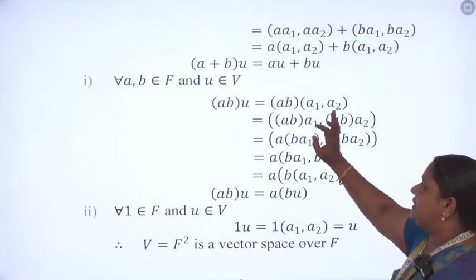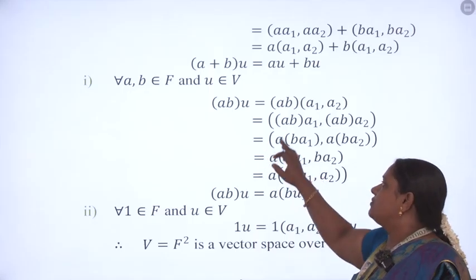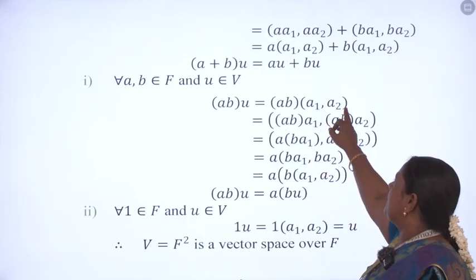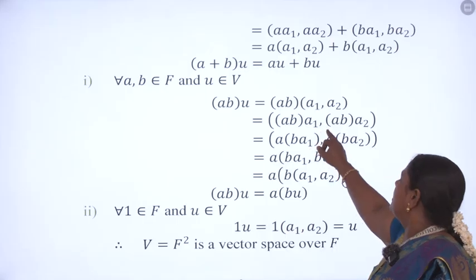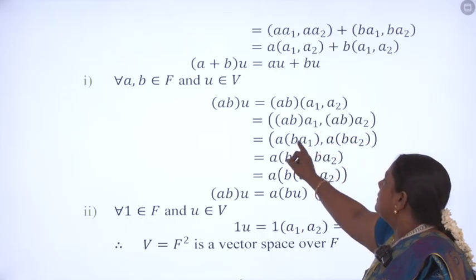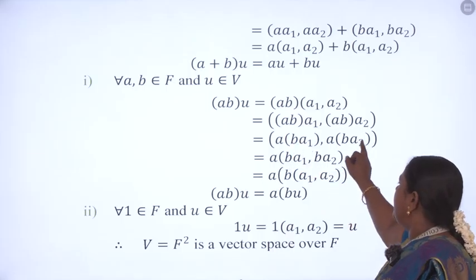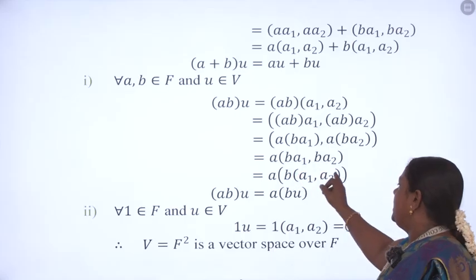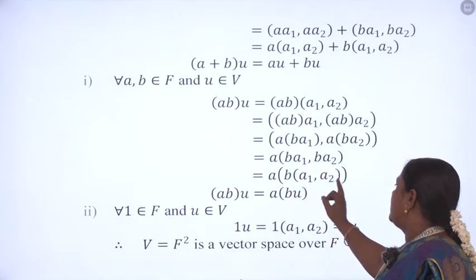That property is satisfied. Next one: for all a, b belongs to F and u belongs to V, then consider ab into u. ab into u is nothing but (a1, a2). Then multiply with these terms, so ab into a1, ab into a2. Then combine this, a into b into a1, a into b into a2. Then a is the common term, take it out. (b a1, b a2). Here also b is the common term, take it out. b into (a1, a2).